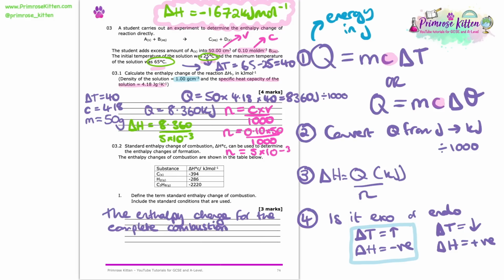The definition is that the enthalpy change of combustion is the enthalpy change for the complete combustion of 1 mole of a substance under standard conditions. And it's very important in that definition that you have complete combustion in your answer and 1 mole of a substance in your answer. Of course, the standard conditions are implied by the fact that we're defining a standard enthalpy change of combustion. Those standard conditions are 298 Kelvin and 1 atmosphere pressure.